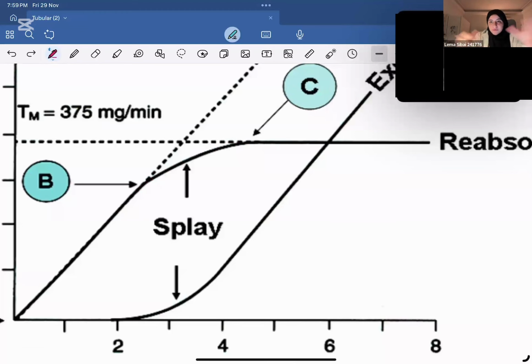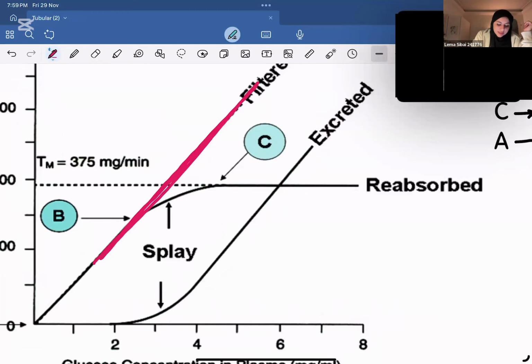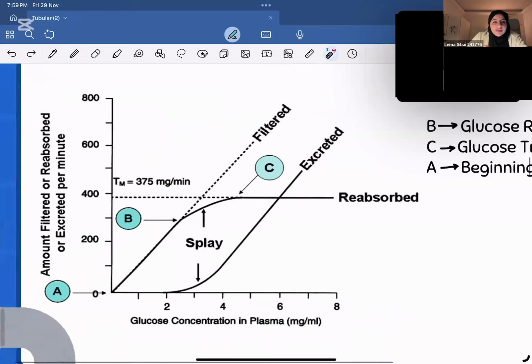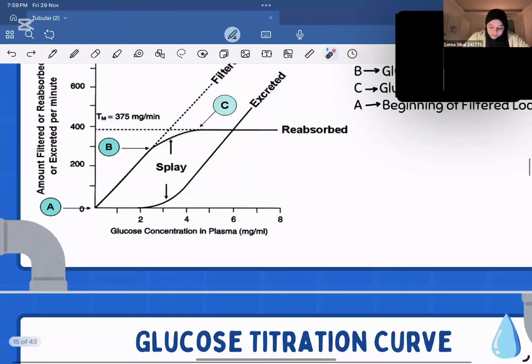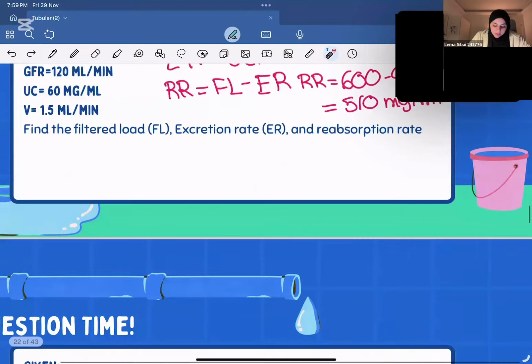Now, if we had an infinite amount of glucose channels in our kidneys, we would just continue along the filtered line, like this. However, we don't. The splay just means that we have a limited amount of channels, and it takes time for them to all work at once. Does that make sense? Okay, I hope that made sense. You guys can ask me questions after the lecture if you have anything specific.